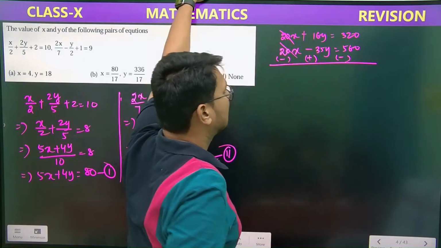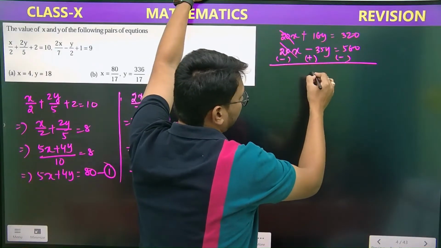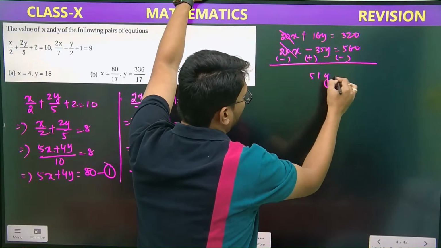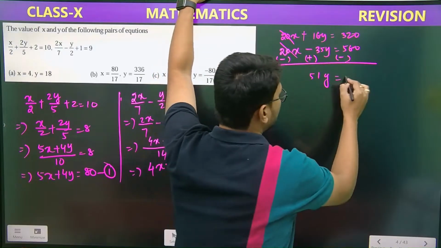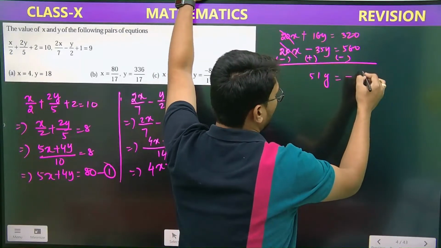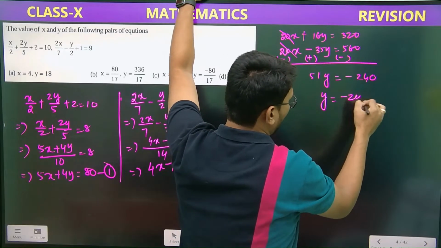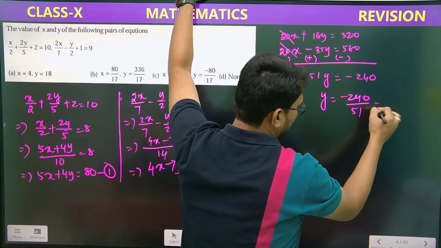20 cancelled. 16 plus 35, how much? 51y equals to how much? Minus how much? 0. 6 minus 2 is 4, 5 is 240. So y equals to minus 240 by 51, that is 17.